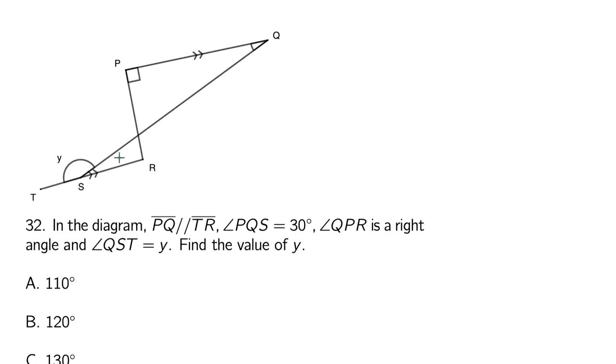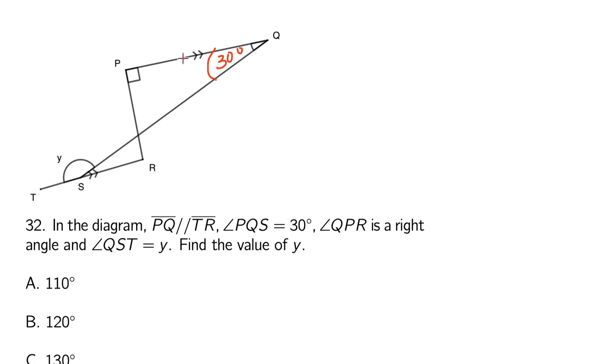The next problem is 32. We have this diagram. We're supposed to find the value of y. Now this is parallel to that, as has been indicated. This is a right angle, as has been indicated, and we're told that angle PQS is 30 degrees. So how do we find y?